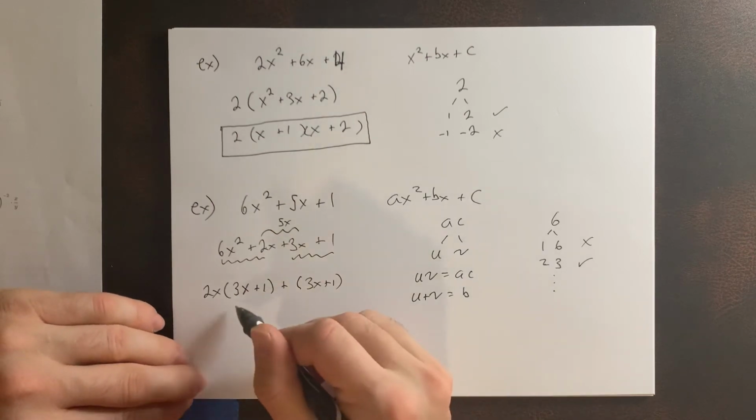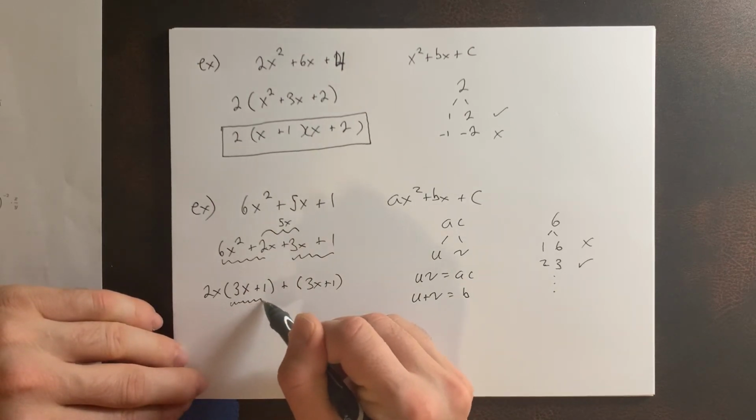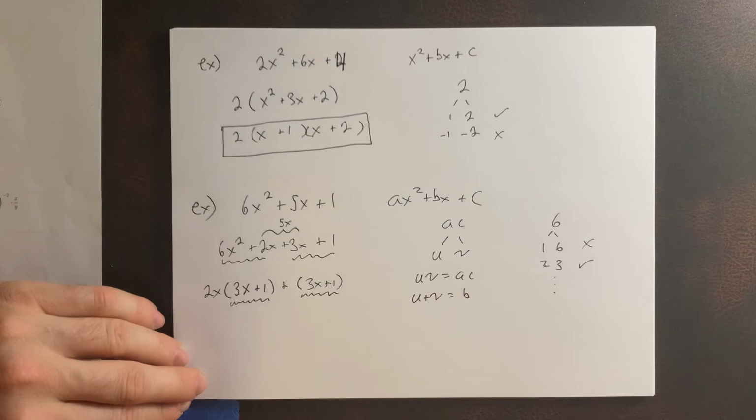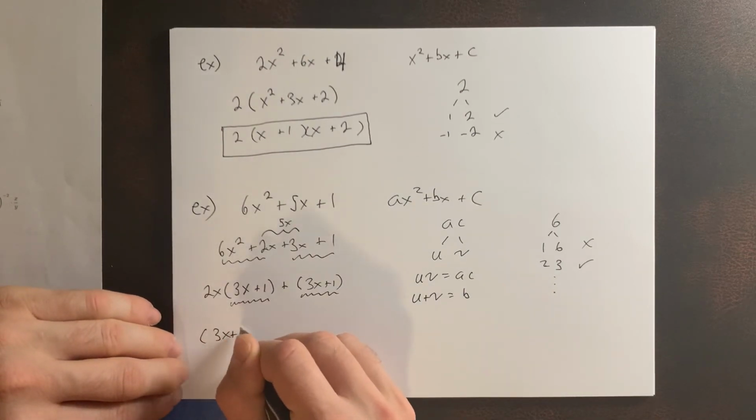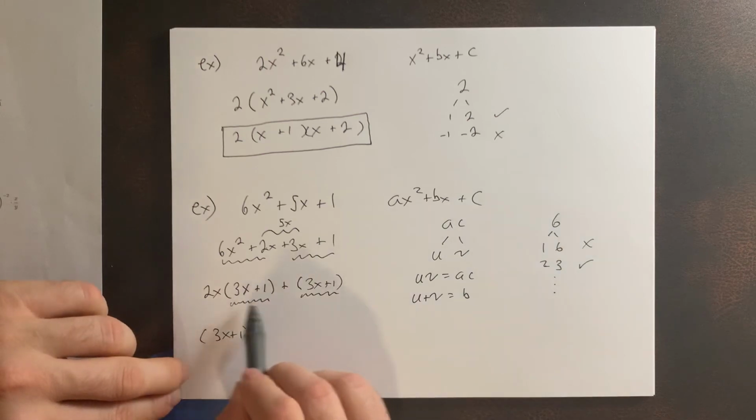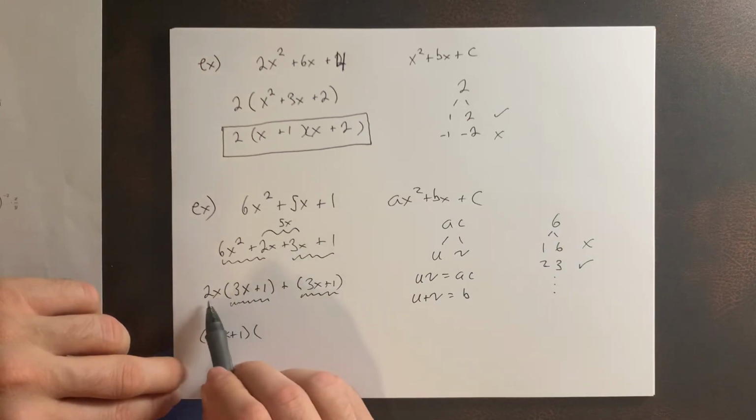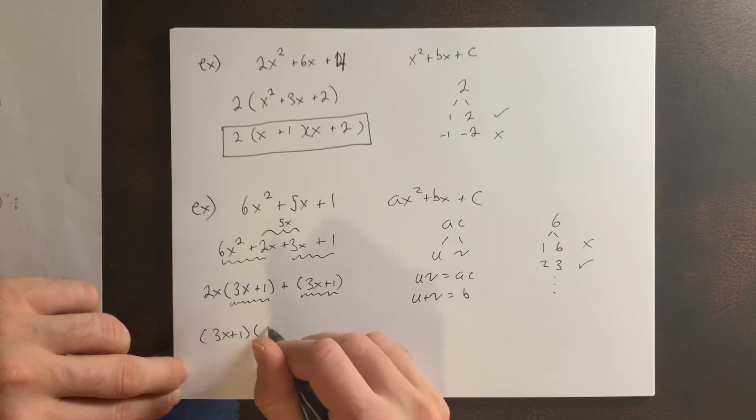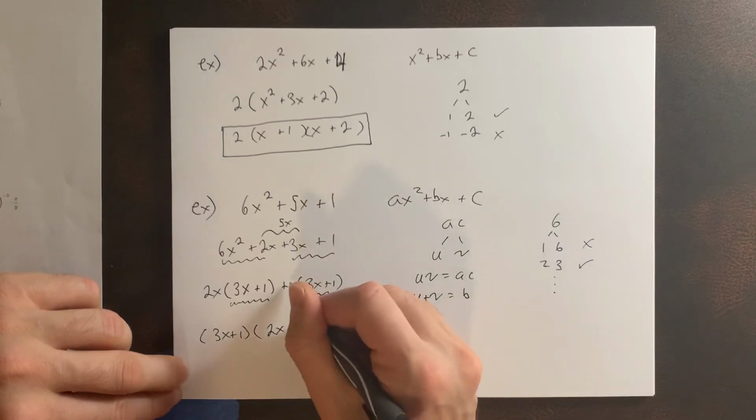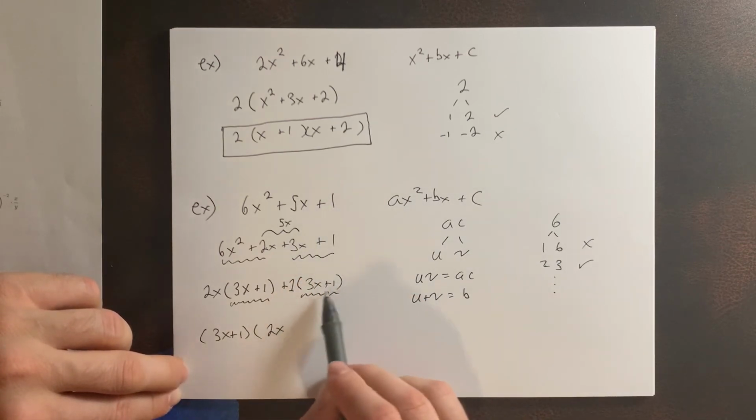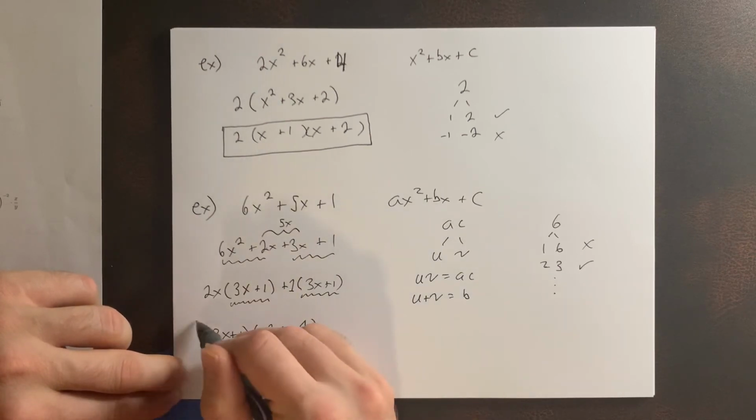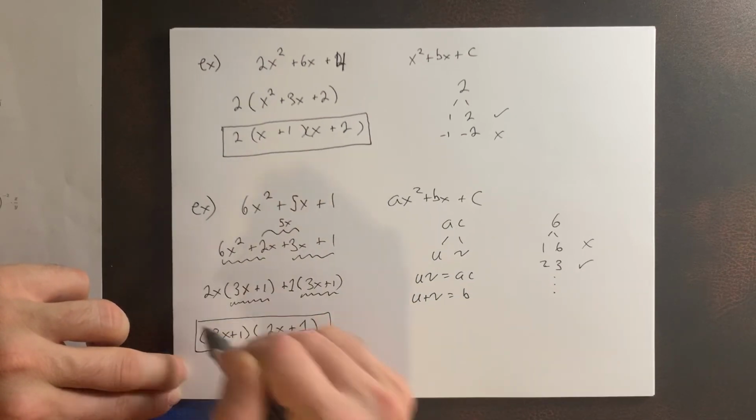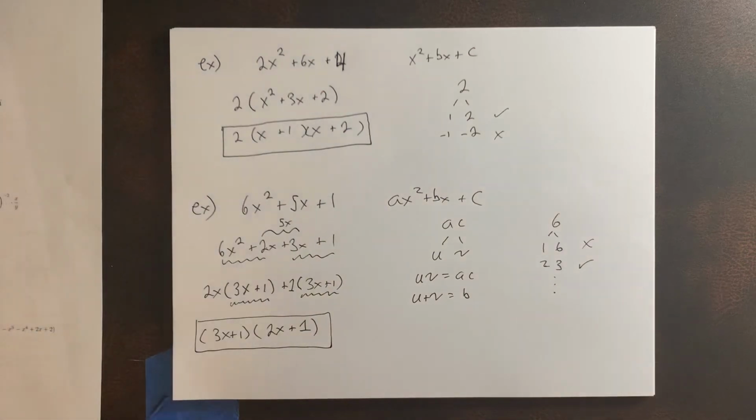Now, just like before, we have another common term. This 3x plus 1 is here, and this 3x plus 1 is here. So that's common. So we could take out the 3x plus 1. And then if we take out the 3x plus 1 from this first term, we're just left with the 2x. And again, we can think of there being a 1 here. So if we take out this 3x plus 1, we're just left with the 1. And then this is what this would factor into. 3x plus 1, 2x plus 1.